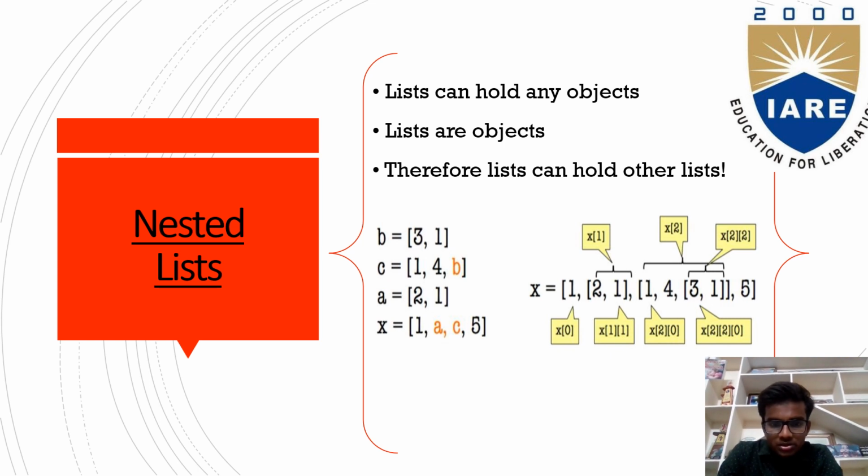For example, b is equal to [3, 1], c is equal to [1, 4, 1], a is equal to [2, 1], x is equal to [a, 1, a, g, 4]. So it can be written as [1, 1] and [1, 4], [3, 1, 5].